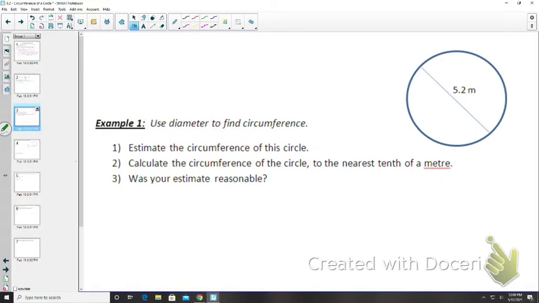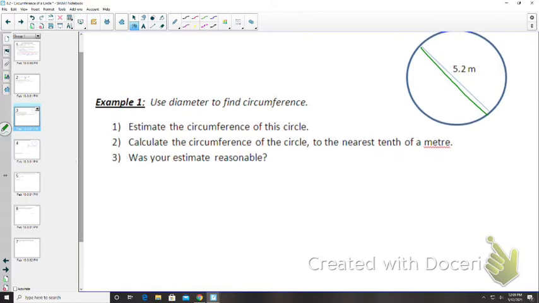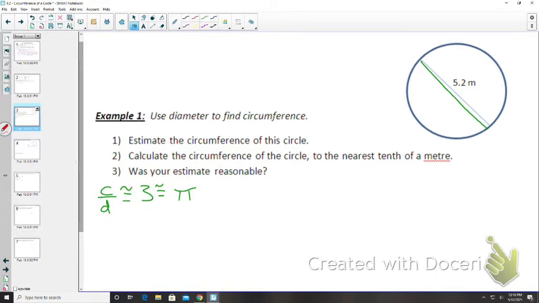All right, so let's get into an example here. So this is where we're going to use diameter to find circumference. Now remember, diameter is the whole length across the circle, okay? So first we're going to estimate the circumference of the circle. So for estimation, remember the ratio of circumference to diameter is pretty close to 3, which is approximately pi. So if you're estimating to find the circumference, you can just use pi as 3. Okay? So to calculate the circumference, and again, this is the total distance outside of the circle, okay?